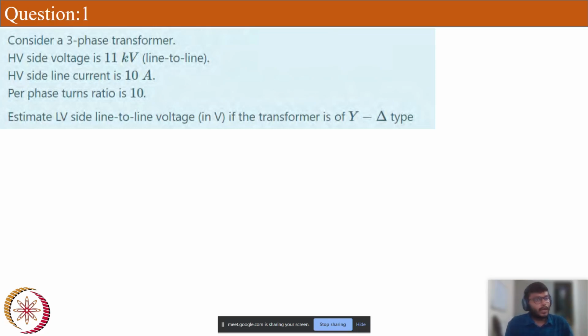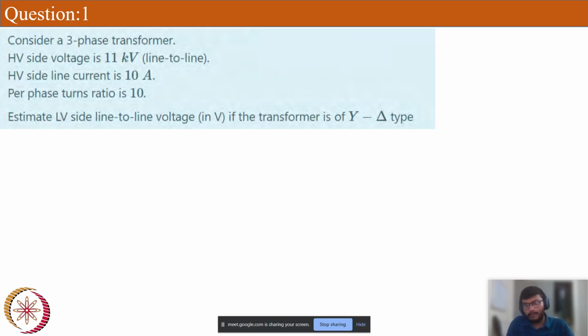So consider the three-phase transformer. We were given the three-phase transformer, and the high voltage side voltage. The line to line high voltage side voltage is given, that is 11 kV, and we were given the line current in the HV side, which is 10 amperes, and we were provided with the per phase turns ratio.